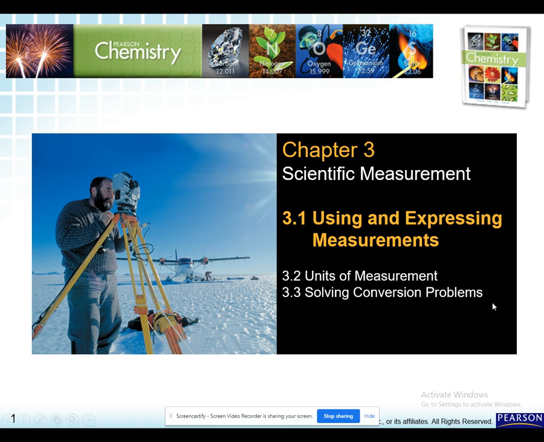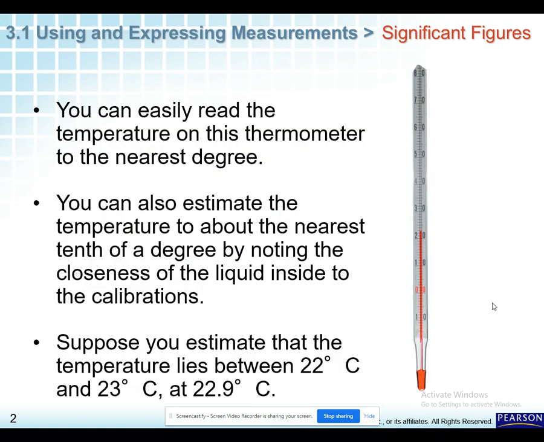Good morning, class. Today we're going to continue on with Chapter 3, Section 1. So remember, this section is all about using and expressing measurements. So here is our opening slide. You can easily read the temperature on a thermometer to the nearest degree.